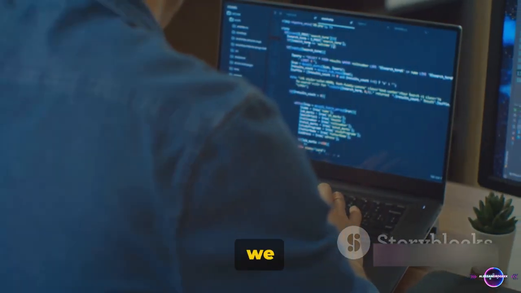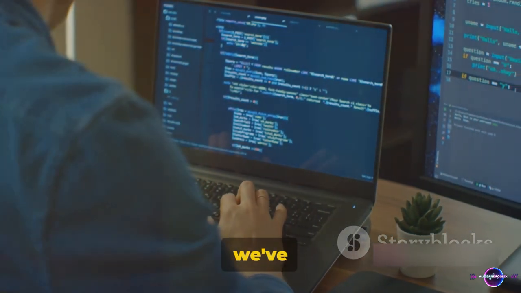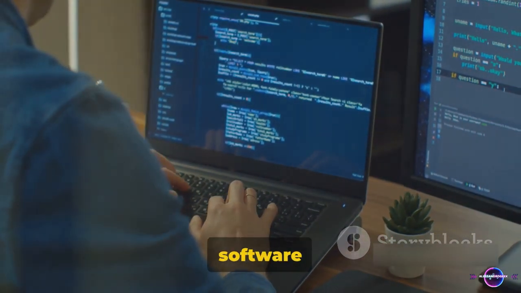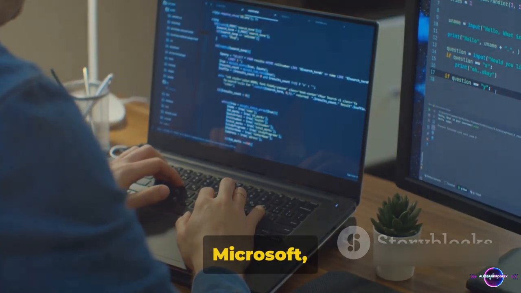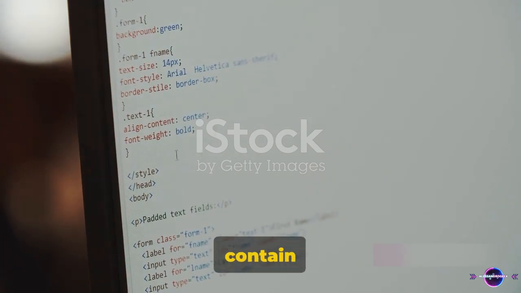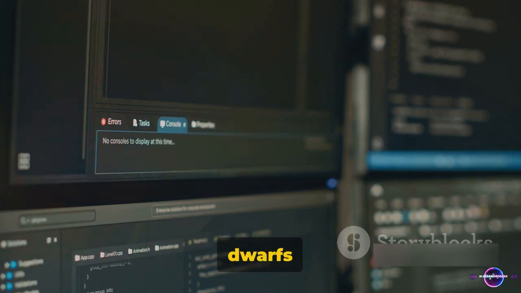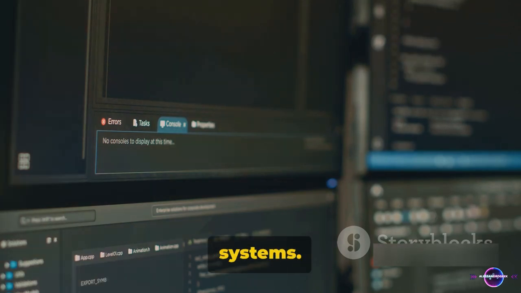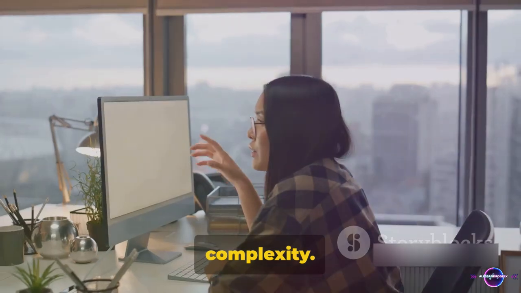So, what have we learned today about the complexity of Windows 11? Well, we've ventured into the vast world of software architecture, zeroing in on the latest operating system from Microsoft, Windows 11. We've discovered that it's estimated to contain over 50 million lines of code, a figure that dwarfs many other software and operating systems. But let's not forget, this number is just one measure of software complexity.